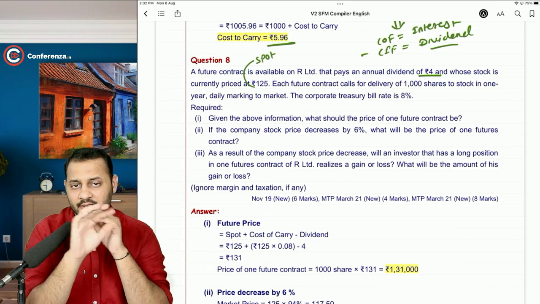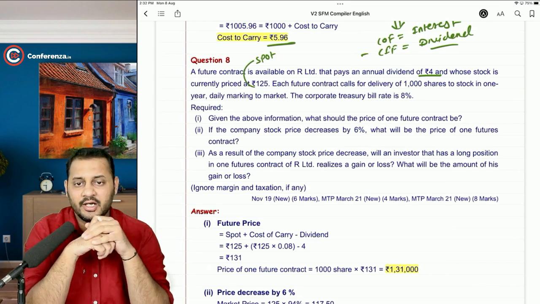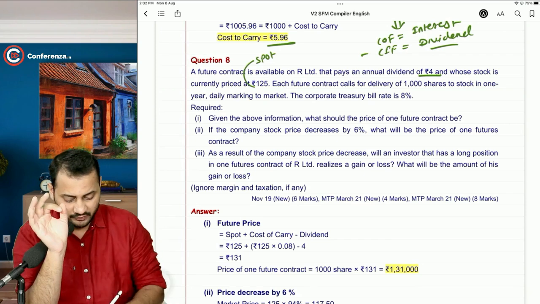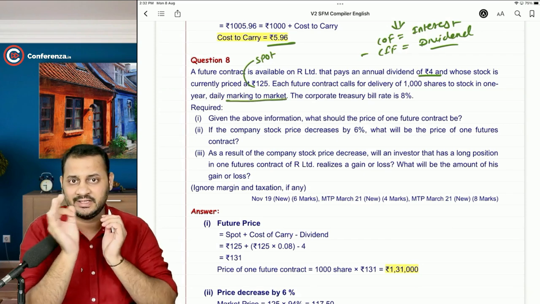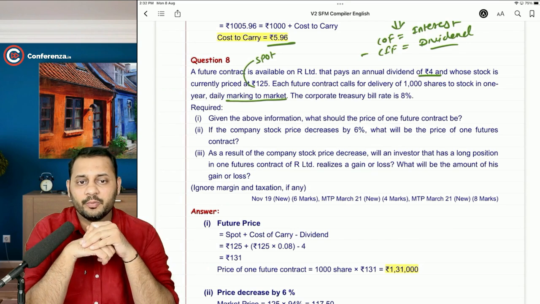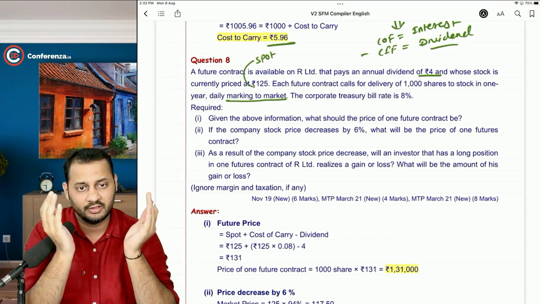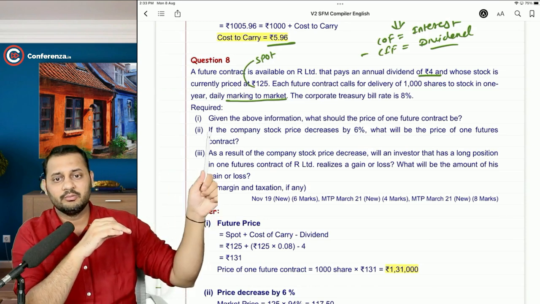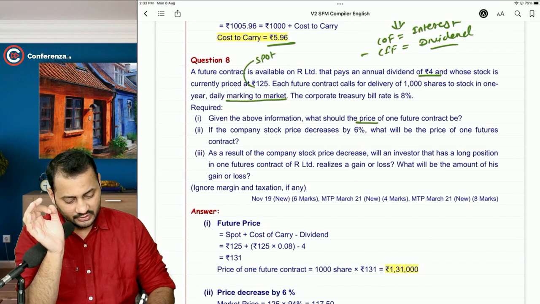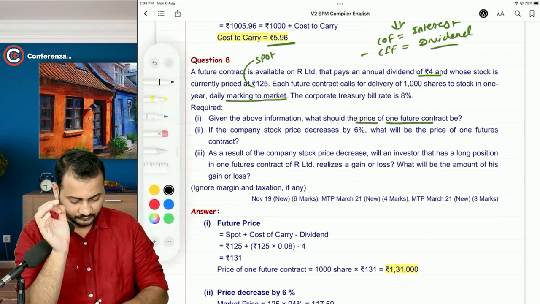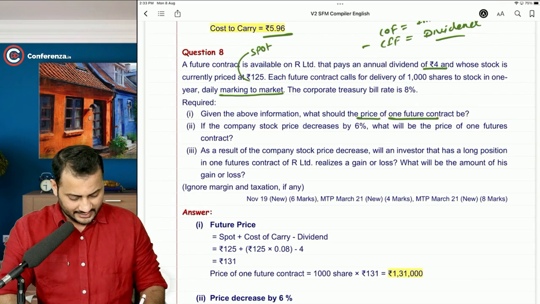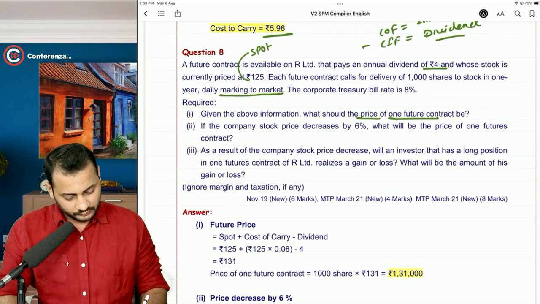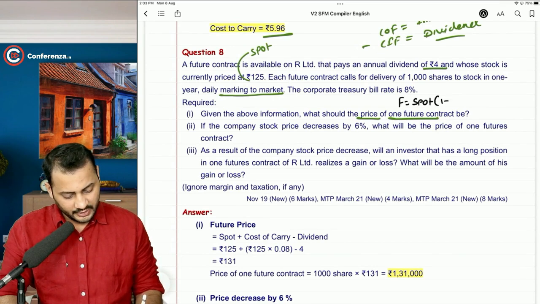1 year. Okay. The calculation is very simple. Daily marking to market. This is what we are going to learn after 3 questions, 8, 9 and 10. The corporate treasury bill rate is 8%. Nothing is given in front of 8%, so we are going to assume it as per annum. Given the above information, what should be the price of one future contract? So it's very simple. The forward price is equal to spot, in bracket 1 plus R, minus dividend. Am I right?